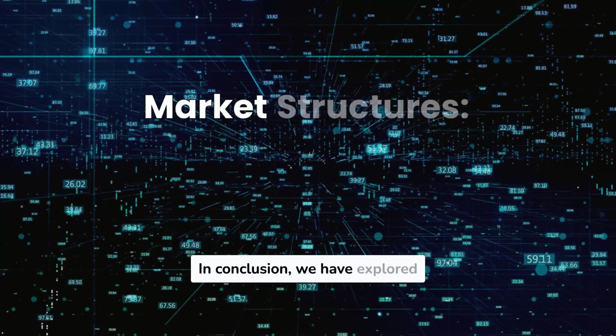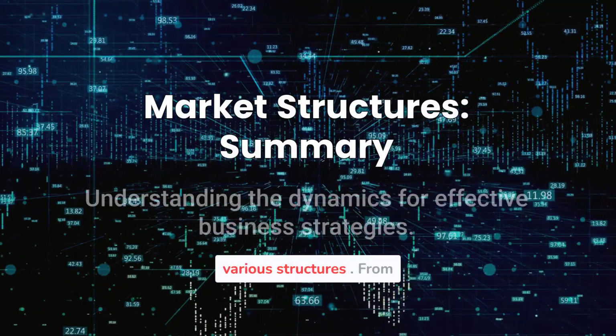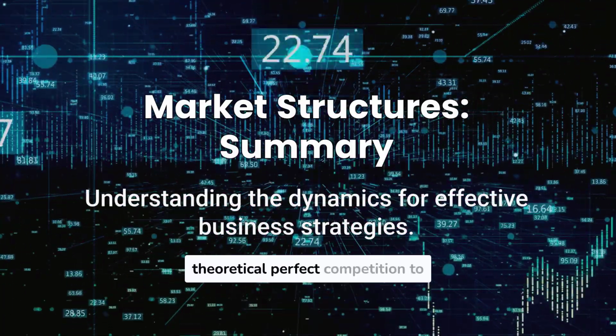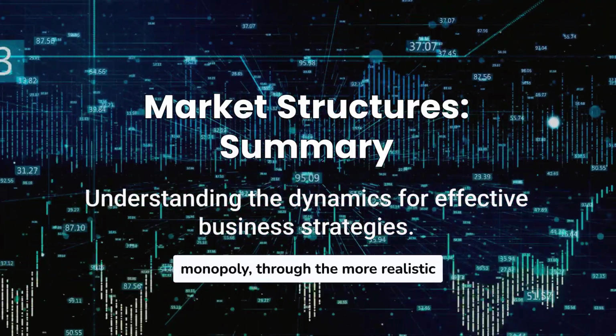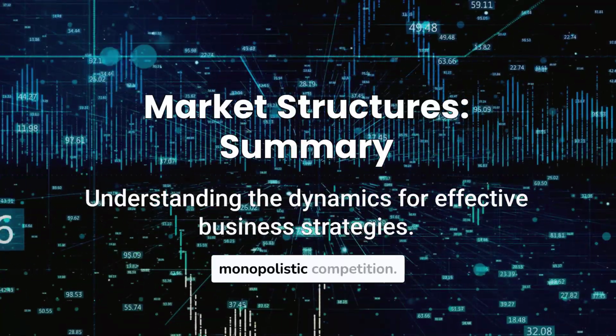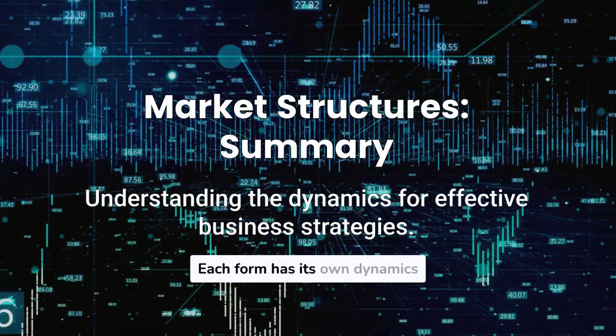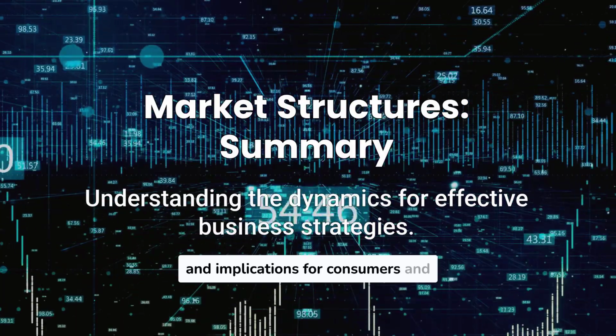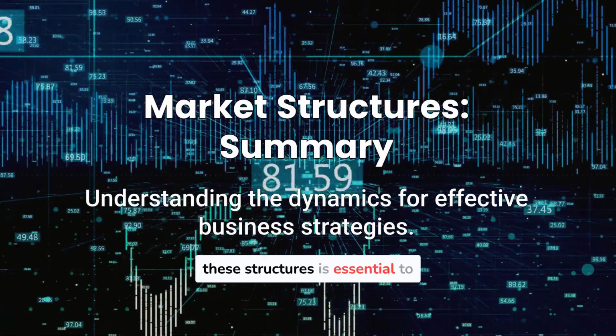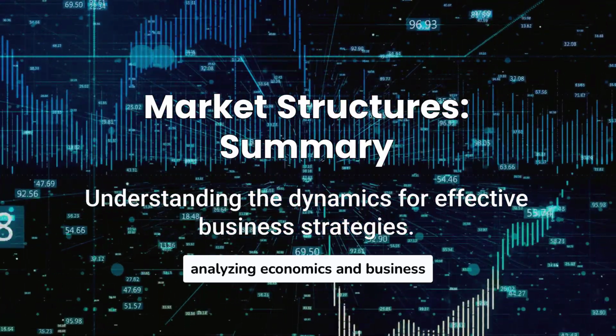In conclusion, we have explored the concept of the market and its various structures. From theoretical perfect competition to monopoly, through the more realistic scenarios of oligopoly and monopolistic competition. Each form has its own dynamics and implications for consumers and producers. Understanding these structures is essential to analyzing economics and business strategies.